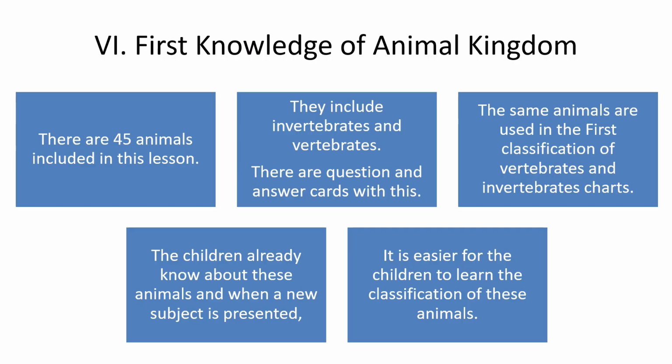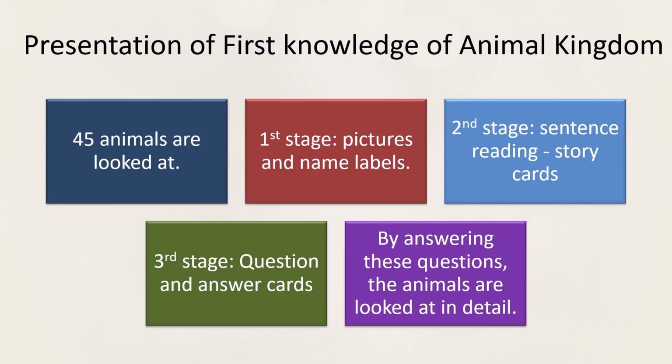The children already know about these animals, and when we offer the new subject, it is easier for the children to learn the classification of these animals. That is why it is important to include these 45 animals. The presentation of first knowledge of animal kingdom: we look at 45 animals.